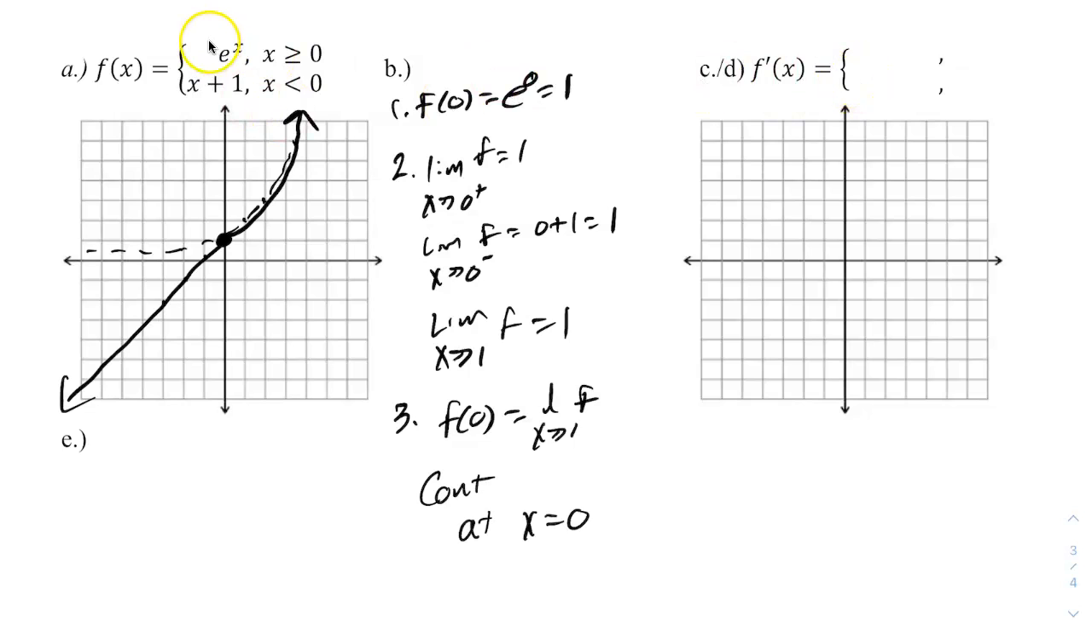Next, we take a derivative. So just try to take a derivative. The derivative of e to the x is just e to the x. The derivative of x plus 1 is 1.